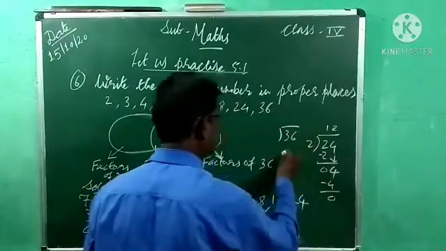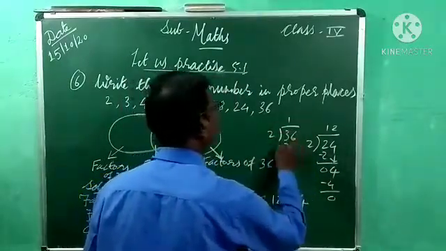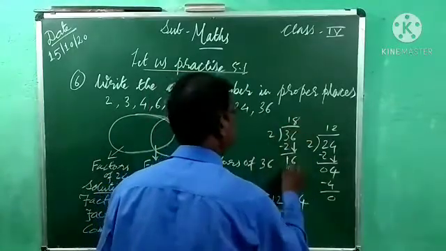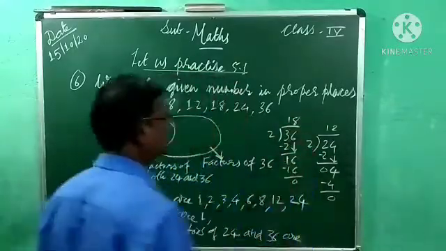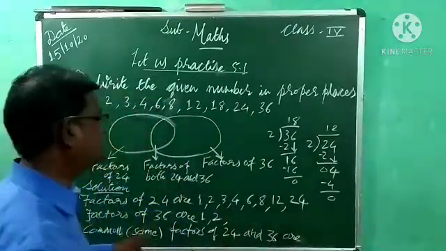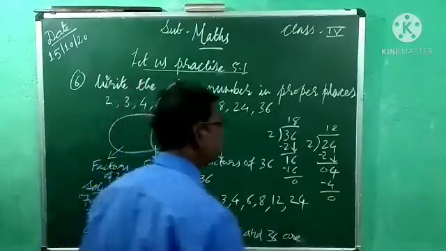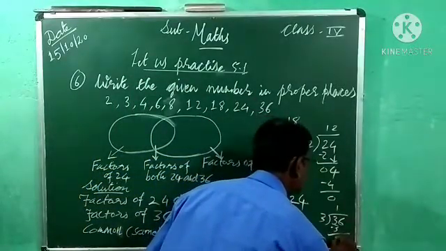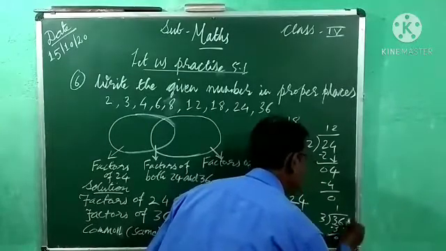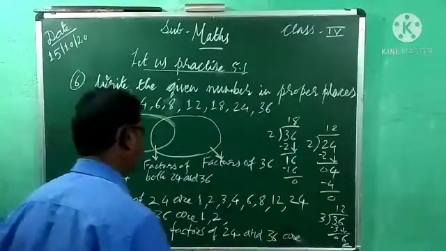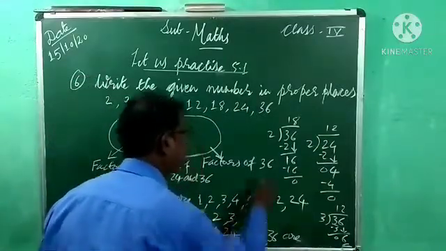We will check whether we are getting remainder 0 or not. 2 ones are 2, 3 minus 2 is 1. Bring this 6 down, 2 eights are 16. We got remainder 0. That means 2 is a factor of 36. We can write 2 here. Now the 3's table: divide 36 by 3. 3 ones are 3, 3 minus 3 is 0. Bring this 6 down, 3 twos are 6, 6 minus 6 is 0. So 3 and 12 are also factors, and 18 we are also getting.